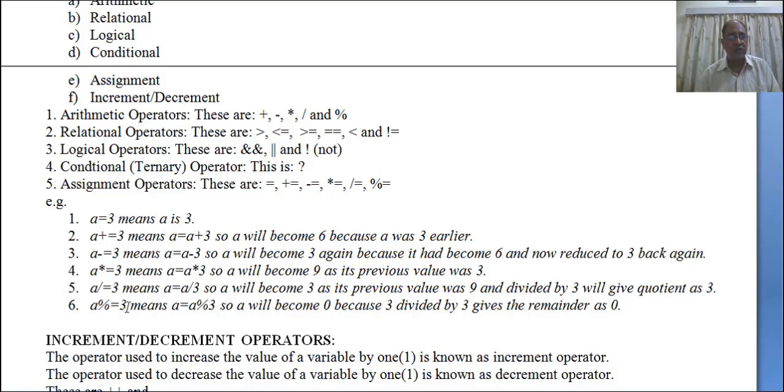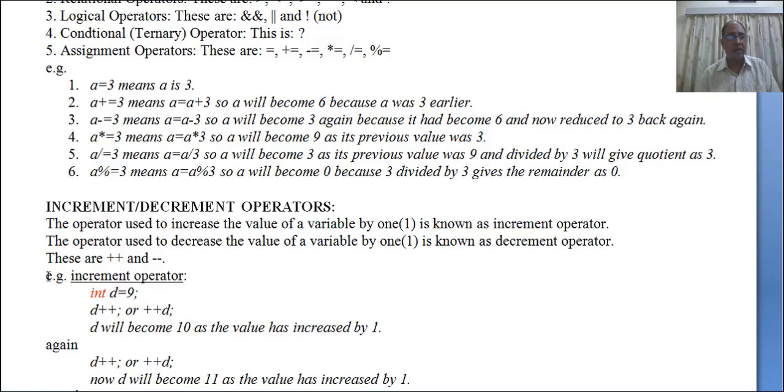a percent equal to 3 means a is equal to a percent 3. That means the value of a is 3, and 3 upon 3, the remainder: you divide 3 by 3 and the remainder will be 0. So this is the modulus, or the remainder, which you will get. So the answer will be 0.